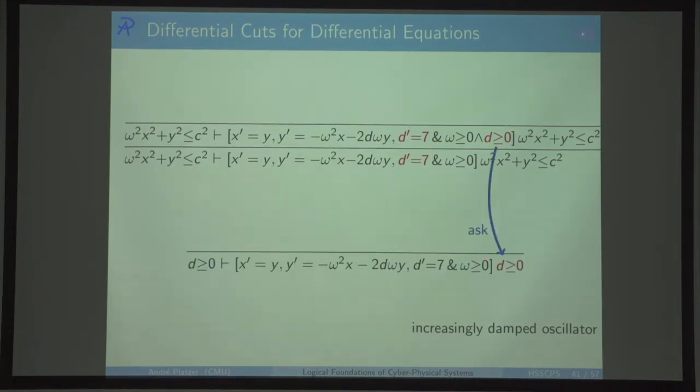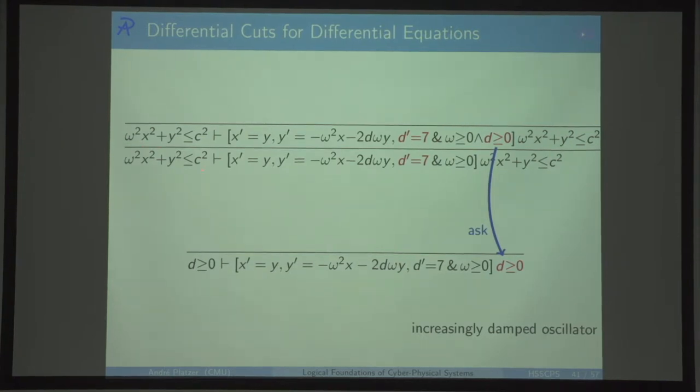Suppose we do a differential cut in which we first ask, is it indeed true that the damping coefficient is always greater or equal to 0 with this d prime equals 7? If the answer is yes, then I have a license to assume from now on that the damping coefficient is greater or equal to 0, because I just proved that it will stay greater or equal to 0 if it is greater or equal to 0 in the beginning. So that should have gone into my assumptions here. I just didn't have enough space on the slides.